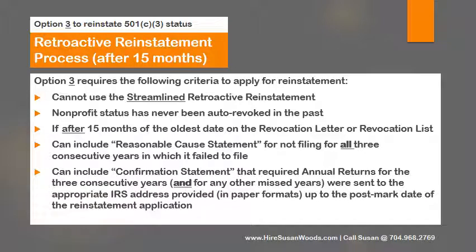You can include a confirmation statement that the annual returns required for the 3 consecutive years, and for any other missed years, were sent to the appropriate IRS address in paper format up to the postmark date of the reinstatement application. I've already explained what that means. It's the same requirement as in option 2. So if you meet these option 3 criteria, then you can use option 3 to apply for reinstatement of your nonprofit status.